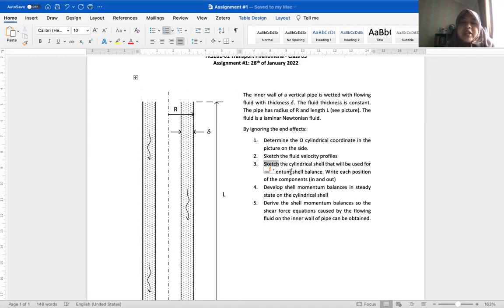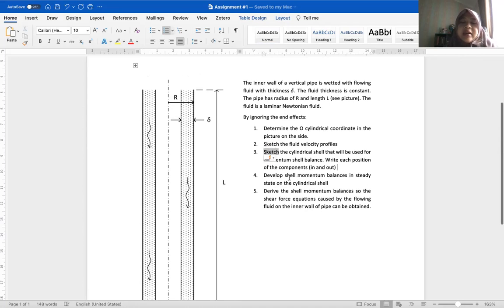Then you have to sketch the cylindrical shell that will be used for the momentum balance, and then develop the shell momentum balance in steady state for the cylindrical shell, and then derive the momentum balance.